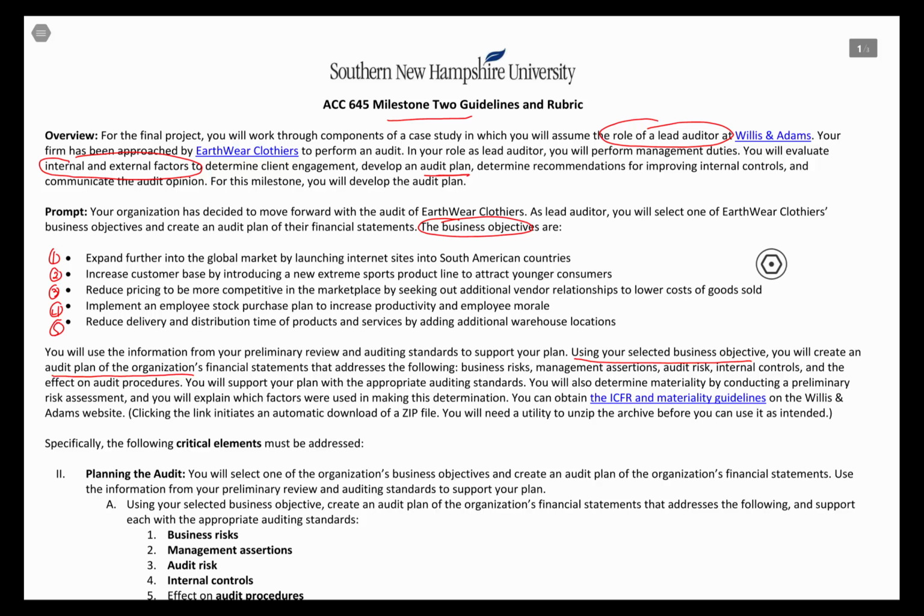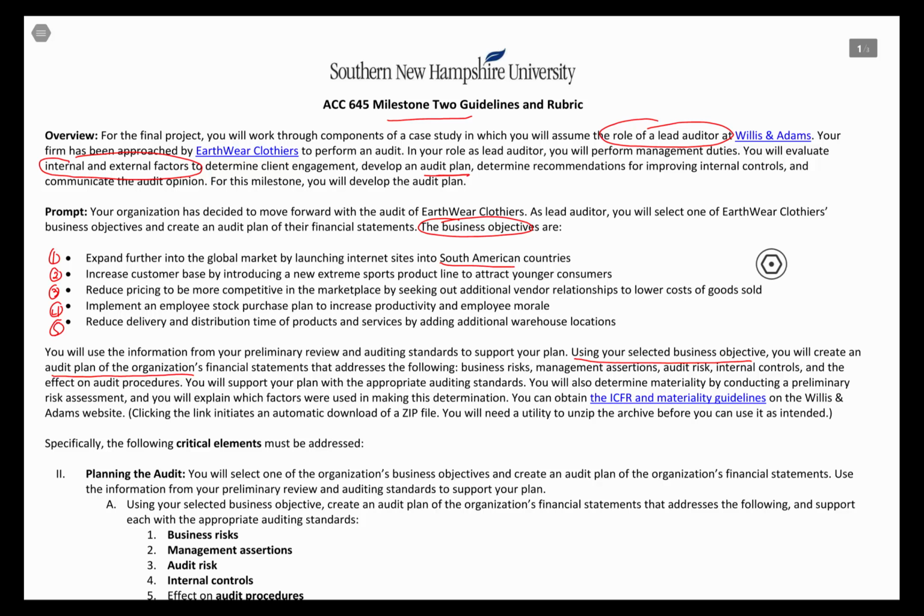So for example, if you're looking at the first objective, which is the global market, and you're launching internet sites into South American countries, you're going to look at how this can impact the financial statements. Well, obviously, if we're looking at a global market, we're going to have to do some foreign currency translations. In this case, we're looking to expand probably our product lines. Are we going to use the same product lines or different product lines? What types of activities will this cause us to look at in the audit? Right now, we are talking about a different country, so we have rules of that country. Does this impact IFRS? So these are just some of the instances that you'll be looking at and some of the situations that you'll be analyzing in your auditing plan.